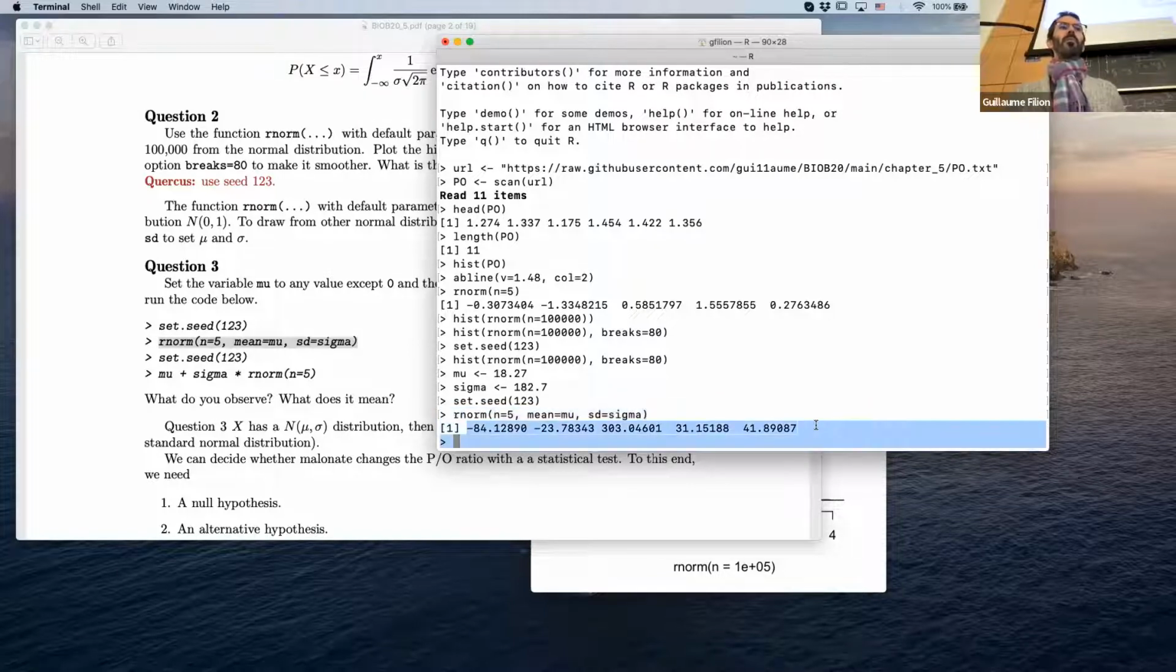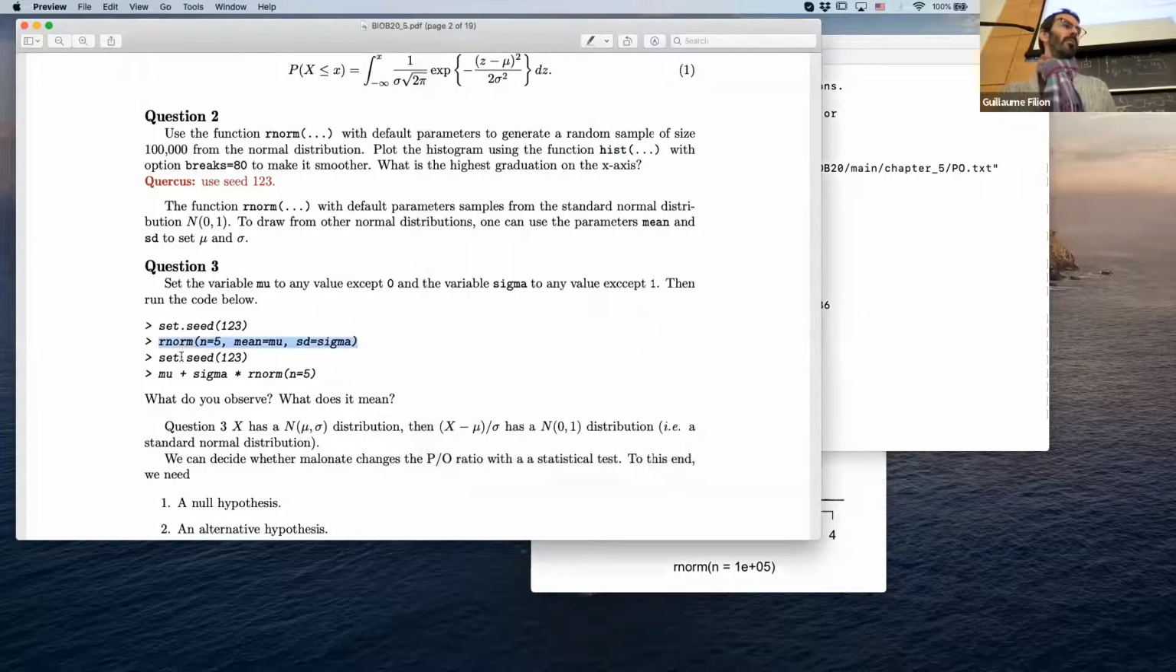It doesn't really matter what they are. It's just the way it is. The average of them is somewhere around 18 in principle, and the spread is quite wide because here the standard deviation is 182. So it doesn't matter whether you choose the same numbers as me, as long as you don't change them now.